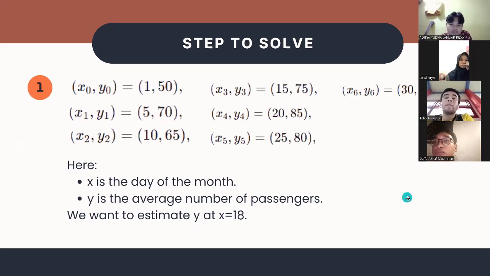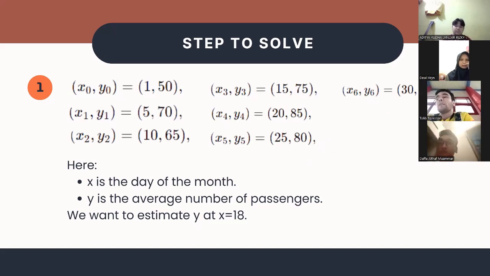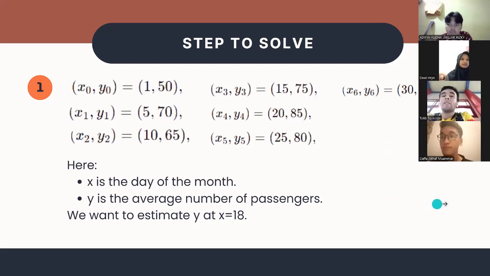So x0, y0 is the first day, which means 50 passengers. Then x1, y1 is 5, 70; x2, y2 is 10, 65; x3, y3 is 15, 75; x4, y4 is 20, 85; x5, y5 is 25, 80. As the last, x6 and y6 is day 30 and 60 passengers. Next.